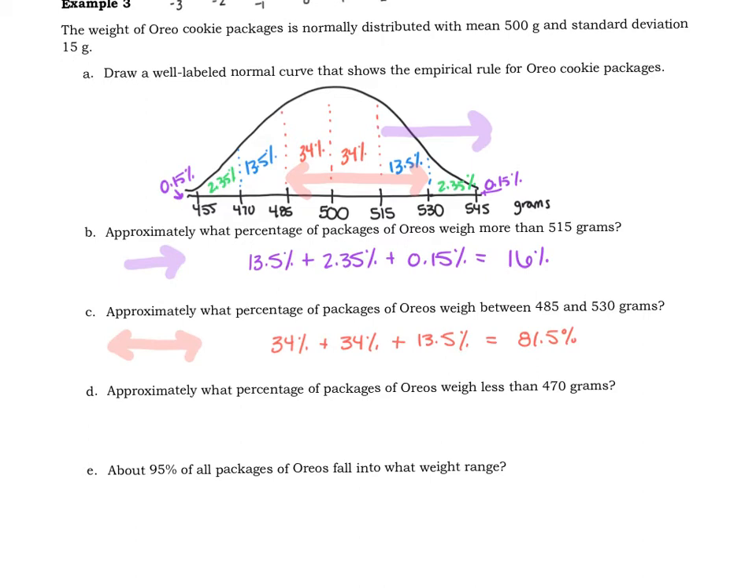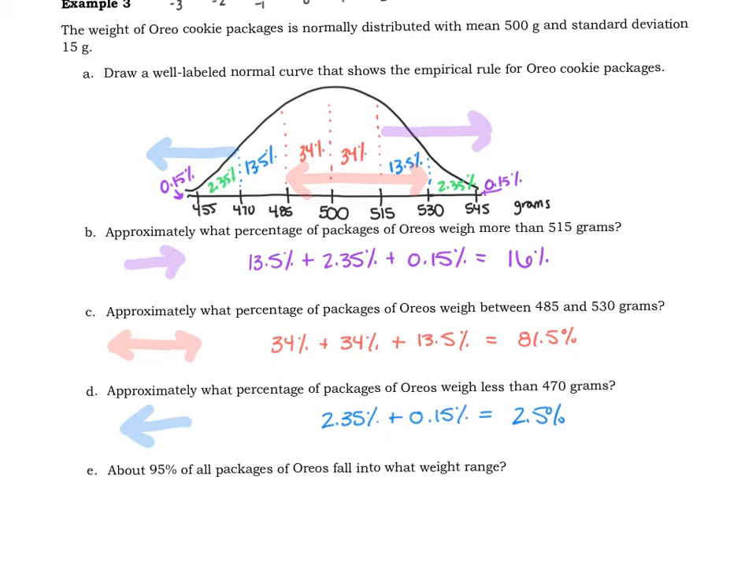Okay, going on to D, what percentage of packages weigh less than 470 grams? So now we're talking down there at the 470 on down, so the blue arrow down. And adding those percentages, that would be adding the 2.35% and the 0.15% for a total of 2.5%.